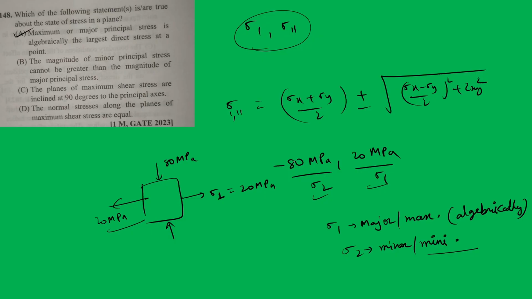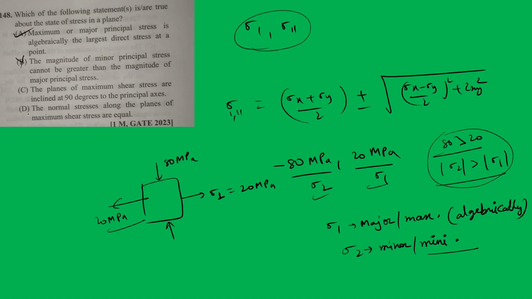So the statement that the magnitude of minor principal stress cannot be greater than the magnitude of major principal stress is wrong, because this is the minor principal stress and its magnitude is 80, which is definitely greater than 20. So mod of sigma 2 is greater than mod of sigma 1. This is wrong.